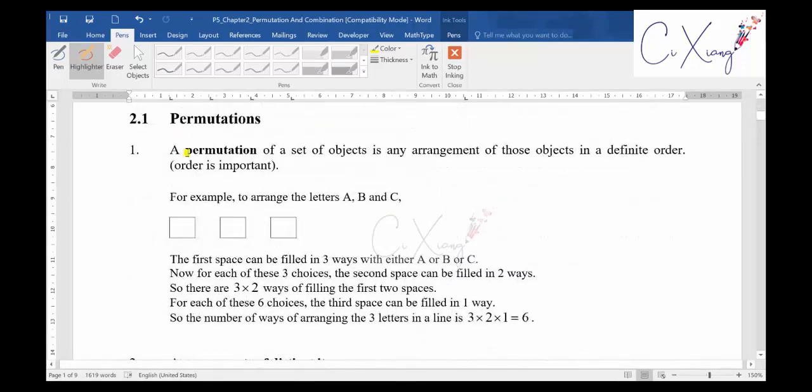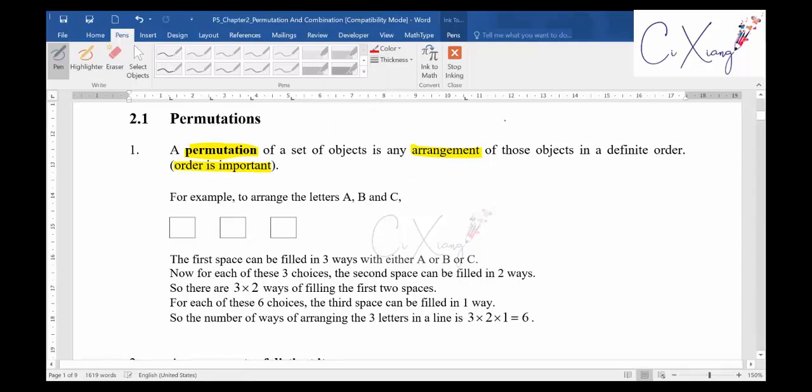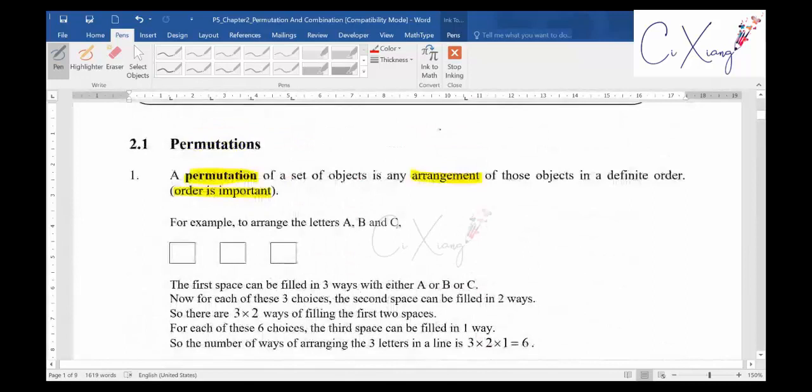When you see the word permutation, it actually means any arrangement of those objects in a definite order, so the keyword is arrangement, and the order is important. As an example, if I have letter A and also letter B, two letters, I write it as AB and I write it as BA. This is considered as two permutations. There are two different arrangements, so we call it two permutations or two number of ways.